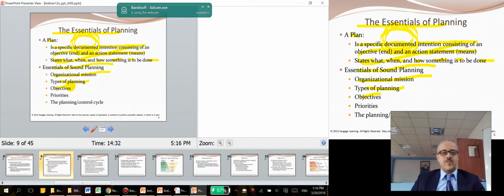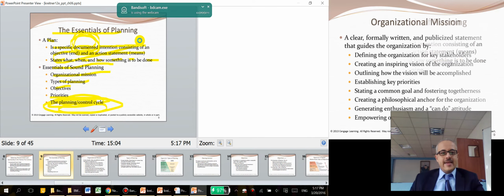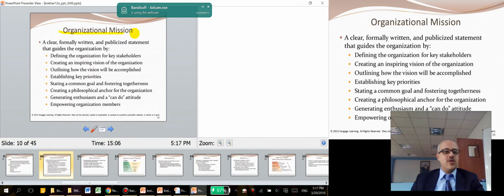Well, there are many objectives. And then priorities. What's more important? And then you need to do a planning control cycle, which is: this is where I want to be. Did I do it or not? You check. Now next we're talking about a mission.